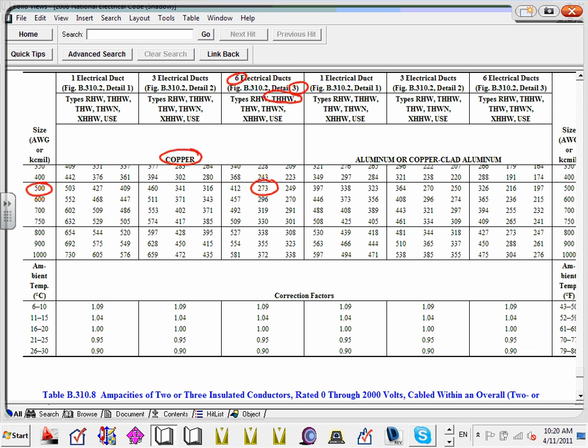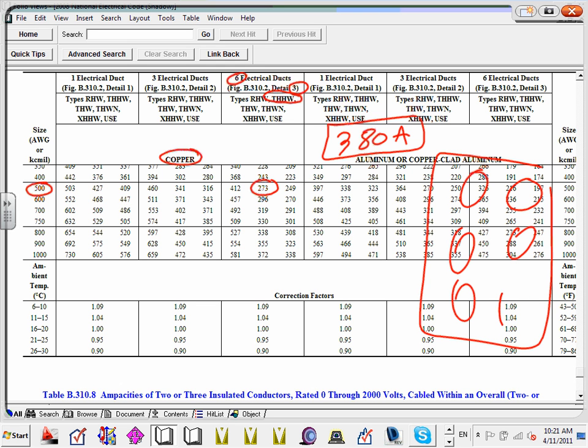Look at this. 273 amps. Anybody can tell me, guys, how much a number 500 kcm carries under normal condition? Normal condition is 380 amps. Now, Spencer, if you put 500 kcm THHW in this arrangement, which is 1, 2, 3, 4, 5, 6, you can't use 380 amps. You're going to use 273 amps.